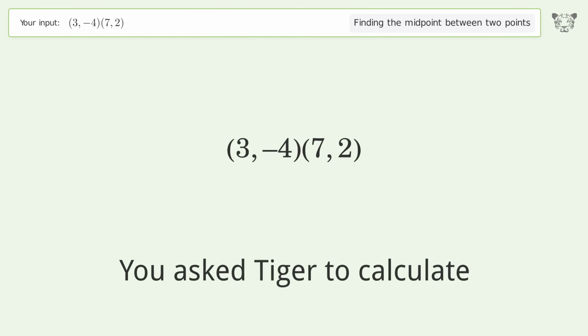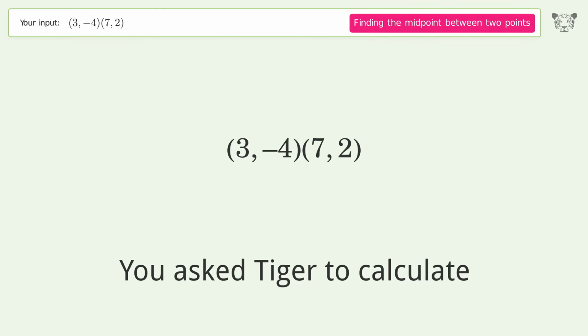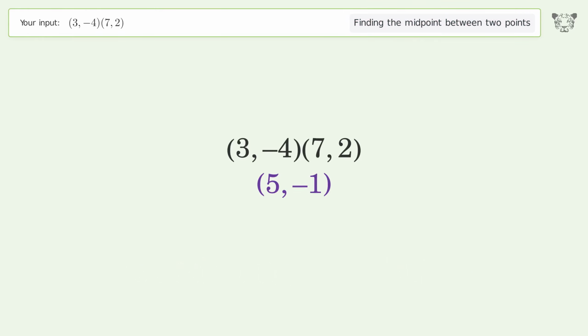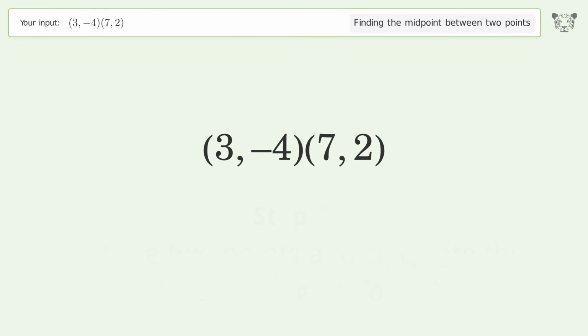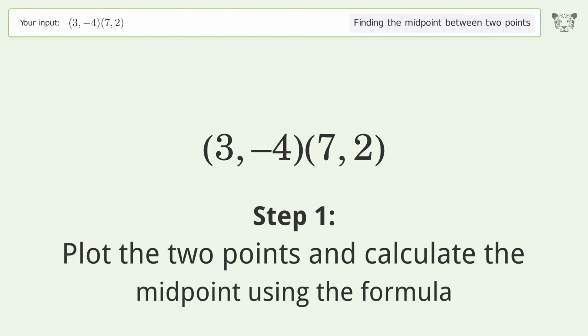You ask to calculate. This deals with finding the midpoint between 2 points. The midpoint between the 2 points is 5, -1. Let's solve it step by step. Plot the 2 points and calculate the midpoint using the formula.